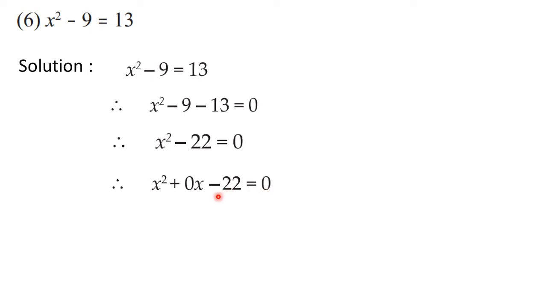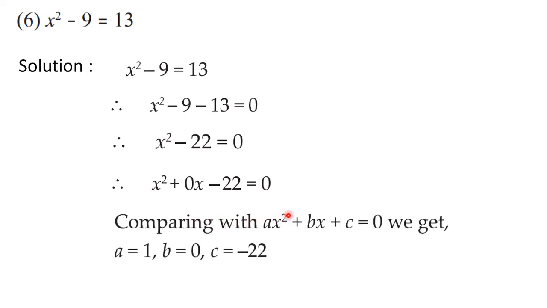In standard form, you need to write down the missing terms. You should have these three terms on the left hand side. Okay. So after getting this, now you can write down, comparing with the standard form, that is x square plus bx plus c is equal to 0, we get a is equal to 1, b is equal to 0 and c is equal to minus 22. Okay. So this way you are going to solve this 1 mark question.